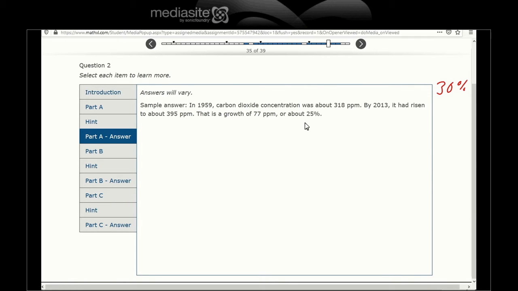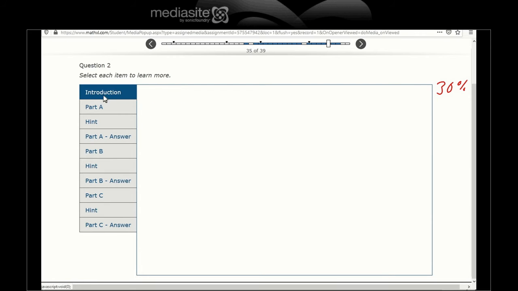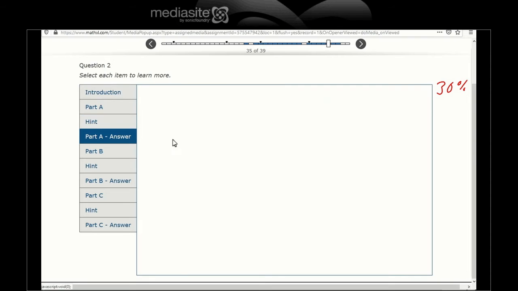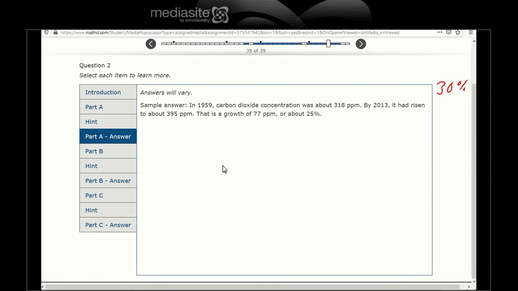Now let's say about 25%. It's 318, about 395. Well, again, that all depends on how well you interpret the numbers. So they say 25 to 30%.